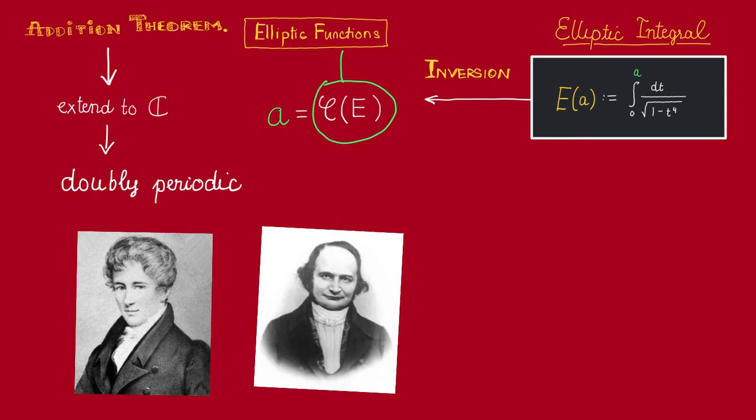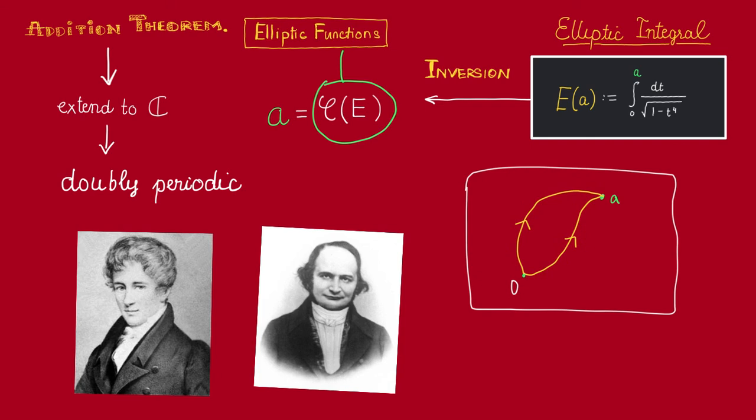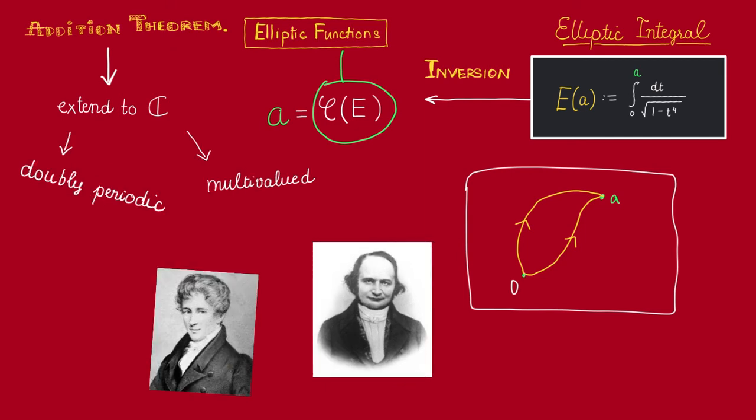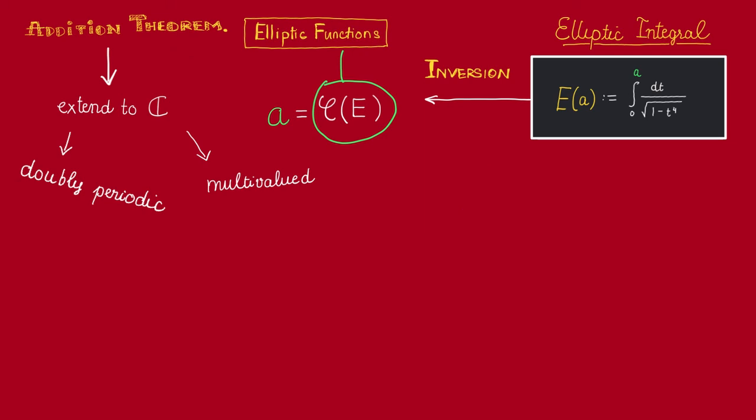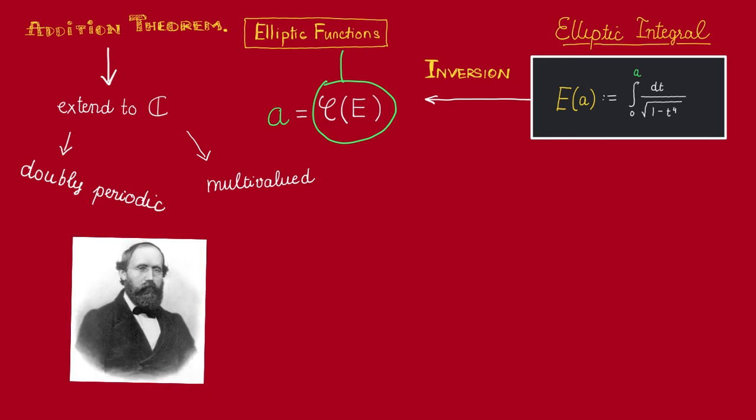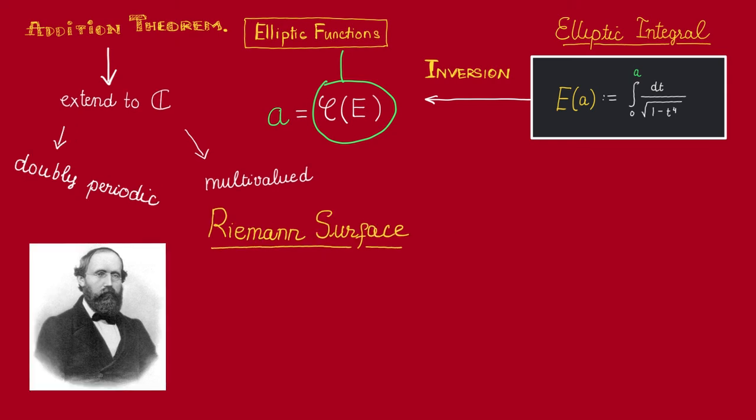The issue is that when they extend the domain of this integral to include complex numbers, the integral suddenly becomes not well defined. This is because there are potentially many paths from 0 to a. Thus, this quote-unquote function here is going to become multi-valued. And neither Abel nor Jacobi had enough tools yet to deal with multi-valued functions. It was Riemann who first found a good way to resolve multi-valuedness by introducing Riemann surfaces.